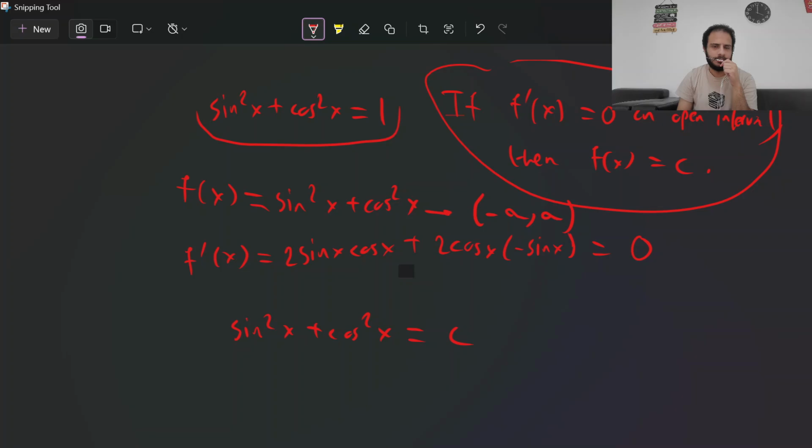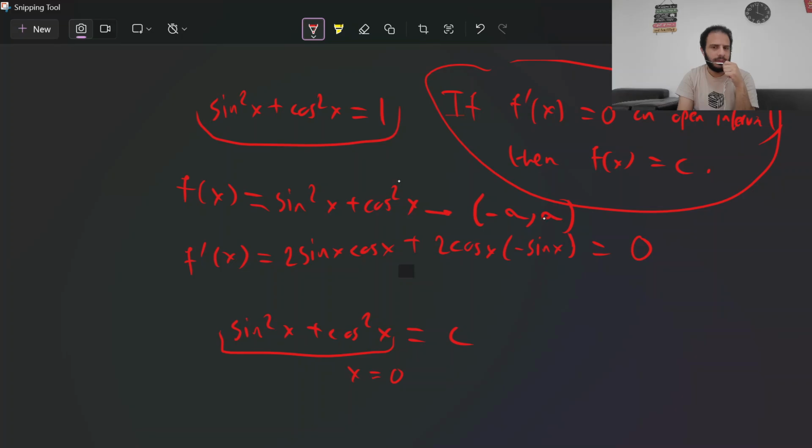Solve. I don't know actually. Substitute a value, right? For example, x equals 0. Since it's constant, you can substitute a value to find the constant, right? Substitute any value and you get the correct constant. For example, substitute x equals 0 because it's the clear value here.